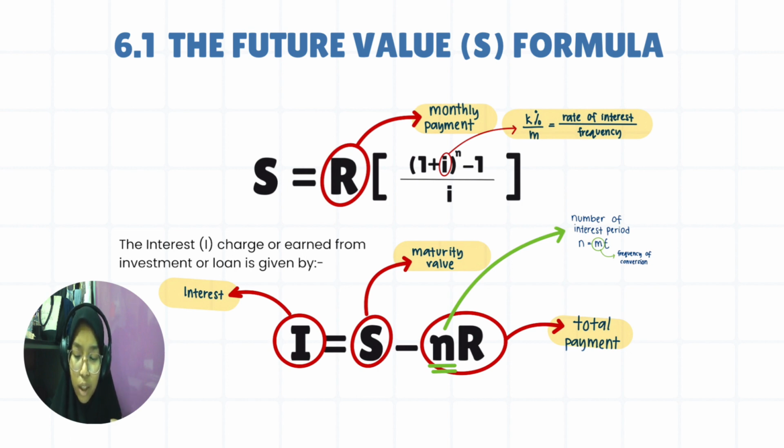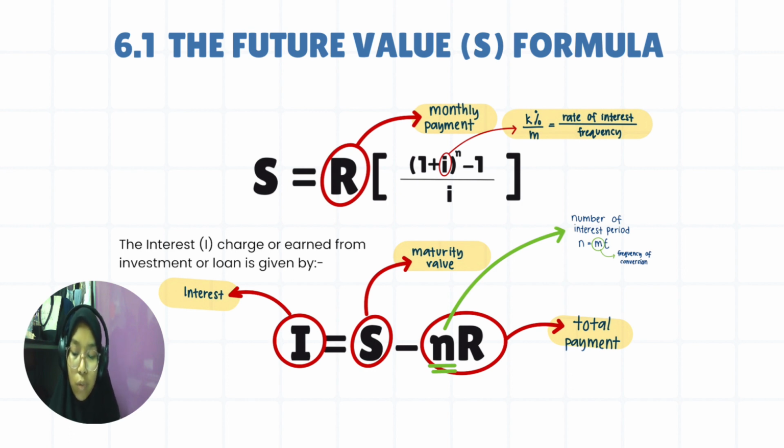The main formula is S, which is the future value, and S equals R times the bracket (1 plus I) to the power of N minus 1, divided by I. What is R? R is the monthly payment that we pay, and I is the rate per period, which is the rate of interest divided by the frequency.